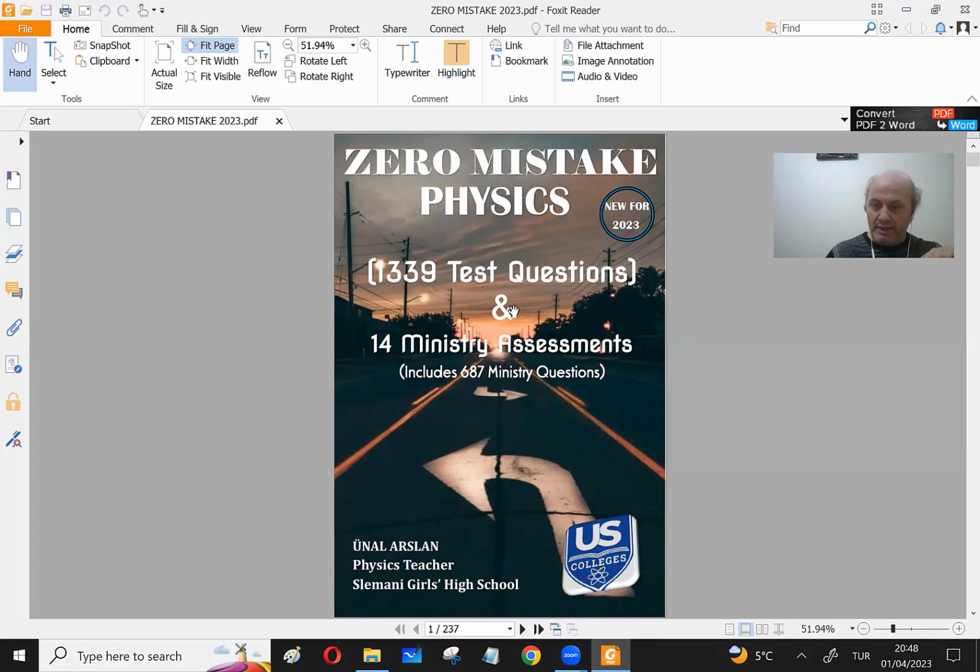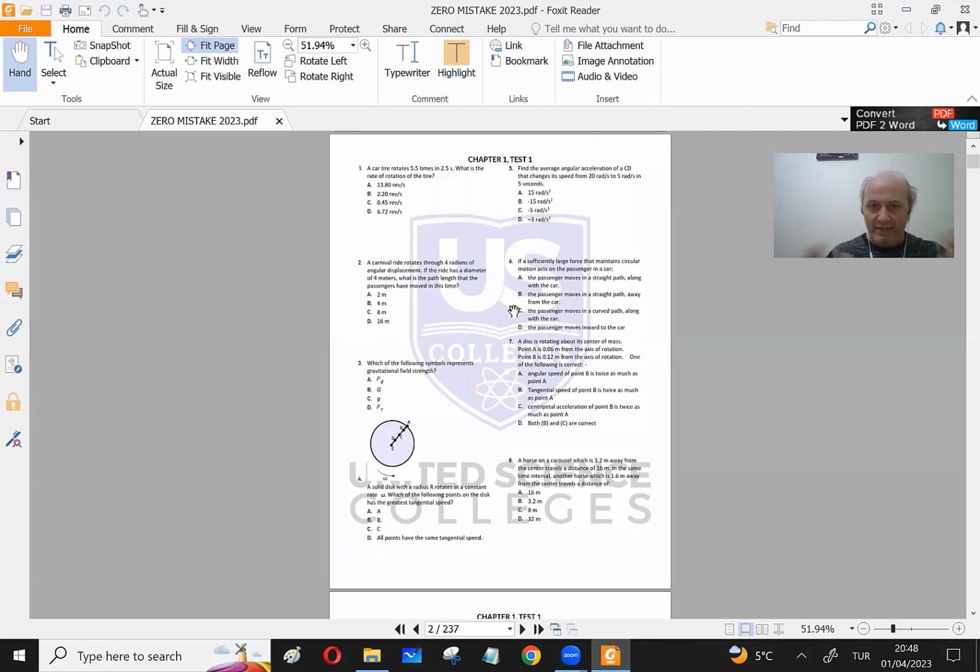So now let's start with the first page. As you see, chapter 1, test 1. There are going to be a minimum of 3 tests, and some chapters have 4 tests.